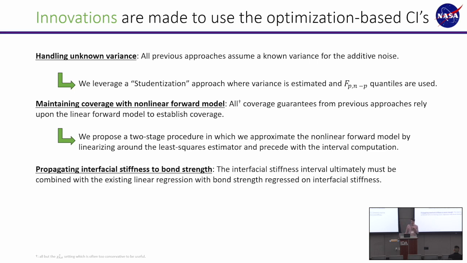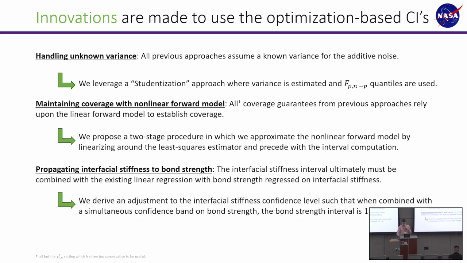The third thing is, again, this propagation step of taking an interval we acquire for interfacial stiffness and using an existing linear regression to put that into bond strength. And kind of a key thing here is we want to do this in such a way to maintain the coverage guarantee. Or to think about it differently, we want the coverage guarantee to be on the bond strength, but that's not the confidence set we're initially getting. So there's a little bit to do there, and we have a procedure to do that.